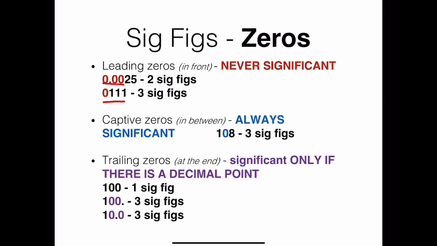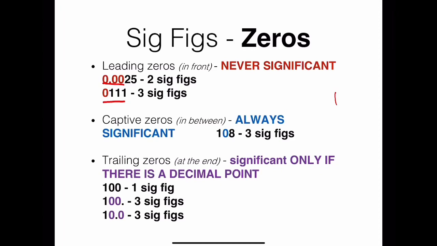And then the third kind are trailing zeros. Trailing come at the end. They are behind everything else. They are significant only if there is a decimal point in the number. So the number 100 with no decimal point has only 1 sig fig because that's like us saying we can read the 1, but everything else we have to estimate. So we can't count those as significant digits.